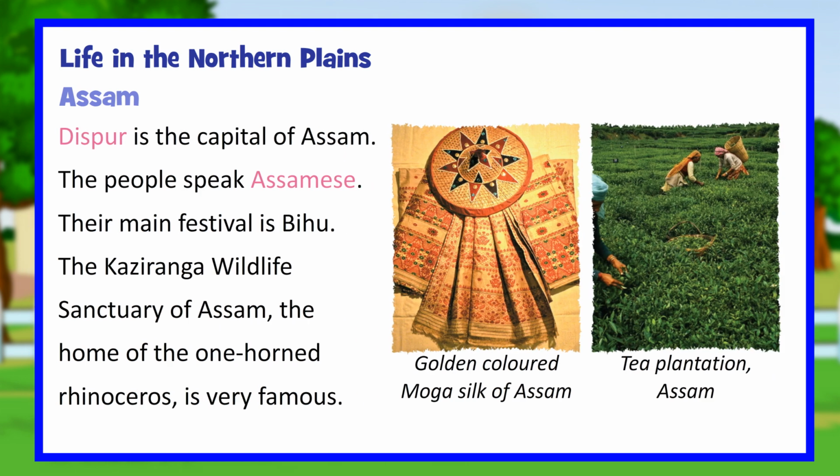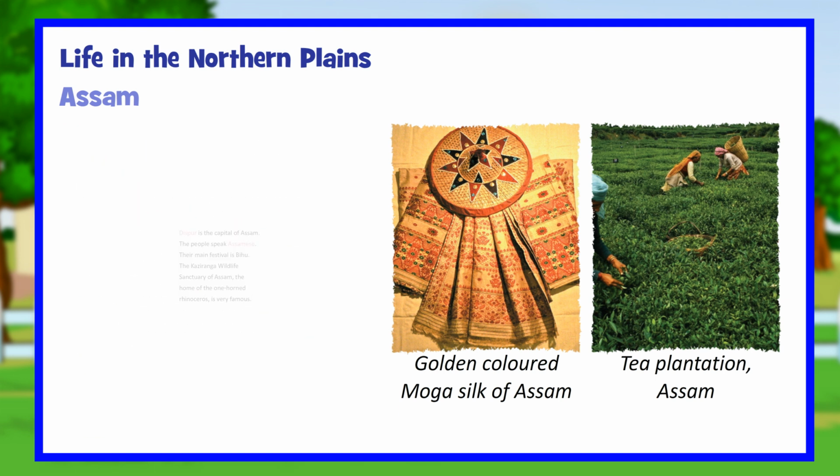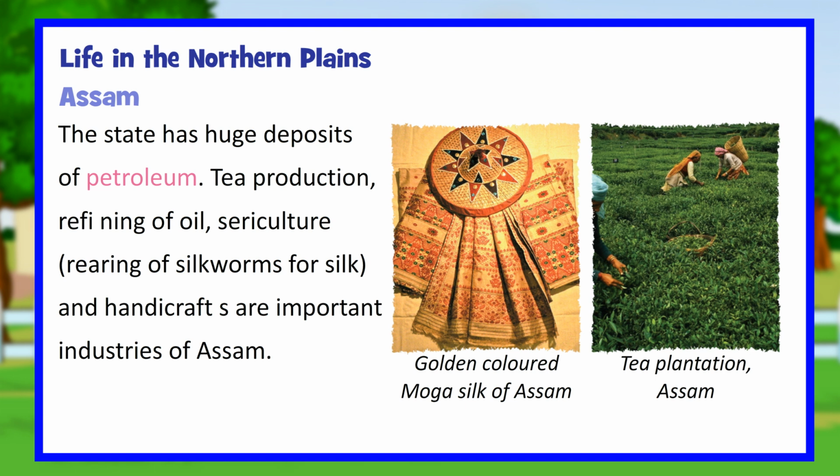Assam. Dispur is the capital of Assam. The people speak Assamese. Their main festival is Bihu. The Kaziranga Wildlife Sanctuary of Assam, the home of the one-horned rhinoceros, is very famous. The state has huge deposits of petroleum.